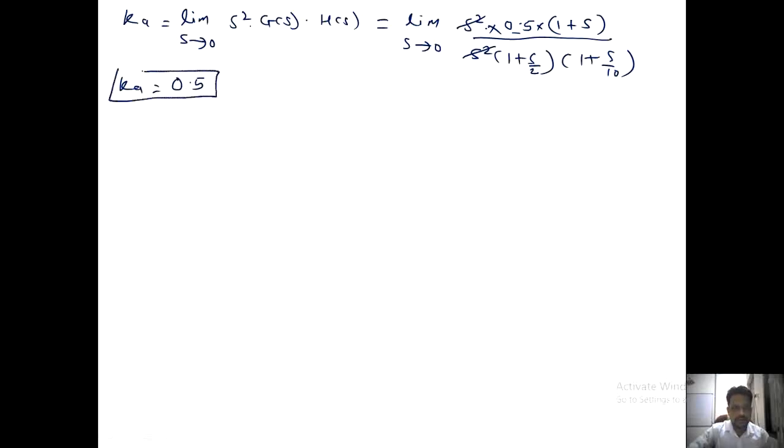So only the parabolic or acceleration error coefficient gets some positive value, that is 0.5. This is all about the error coefficients.